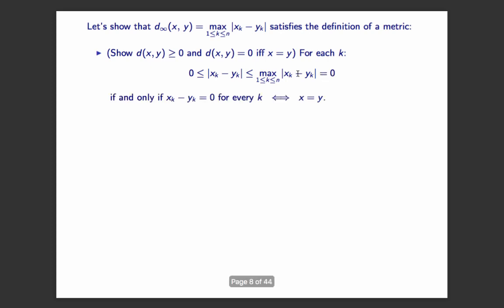Now, if the maximal one is 0, well, that happens if and only if xk minus yk is 0 for every k, because I have that this term is sandwiched above by 0 and below by 0, meaning it must be 0. And if the component difference is 0 for every component, well, then every component is the same and x is equal to y.